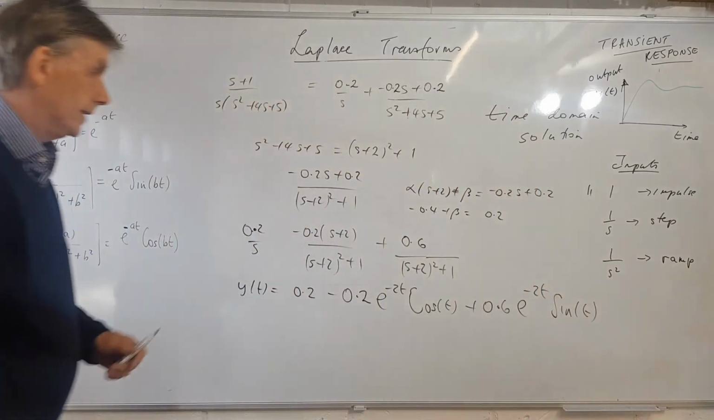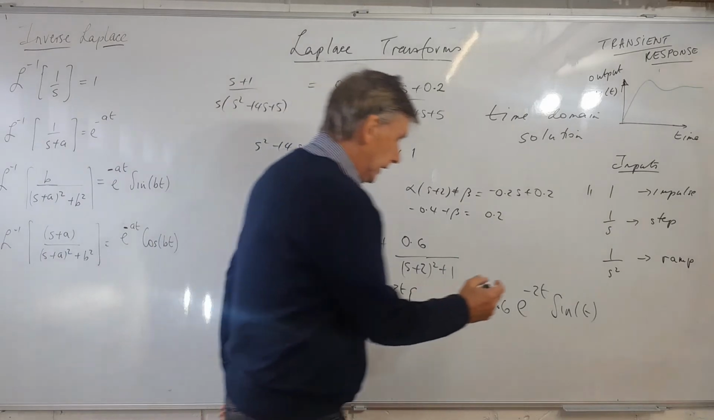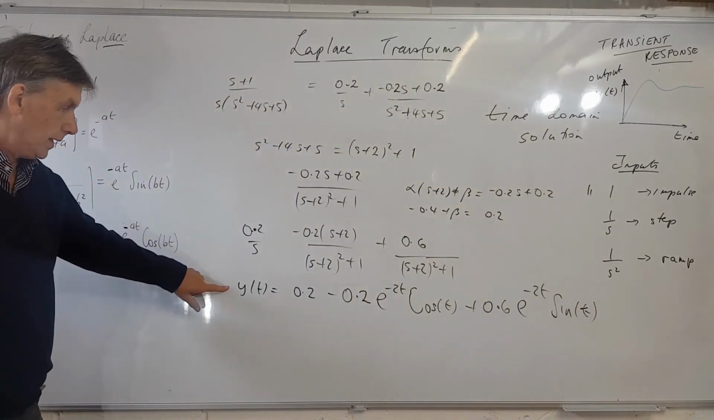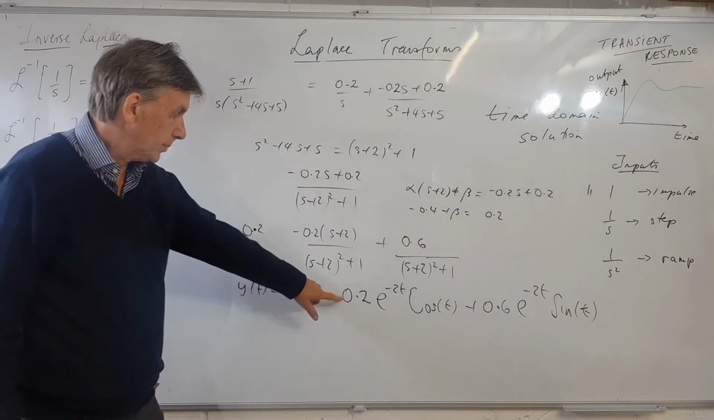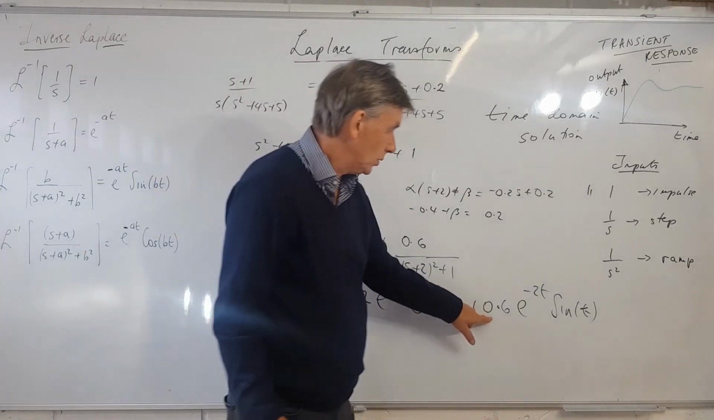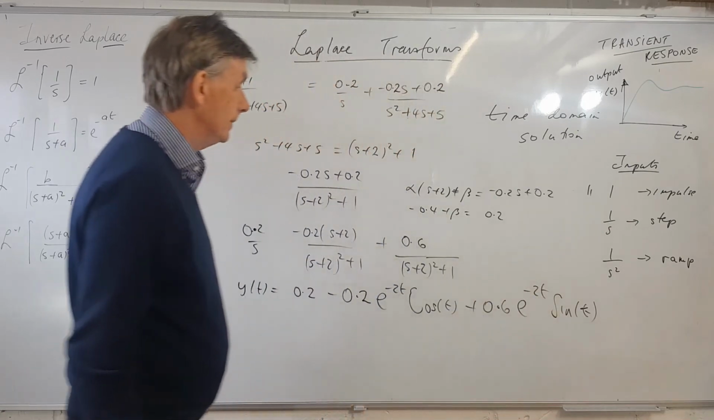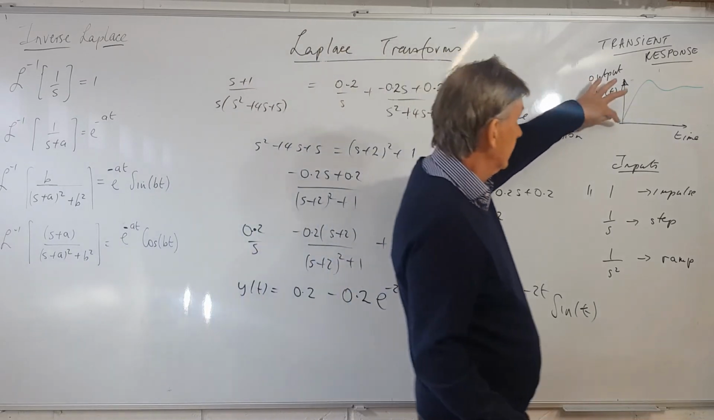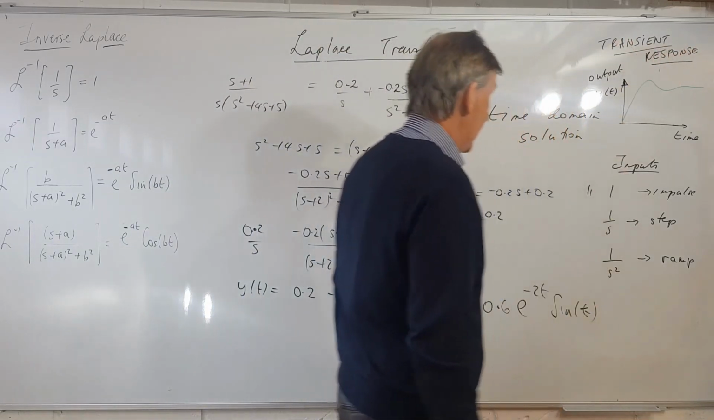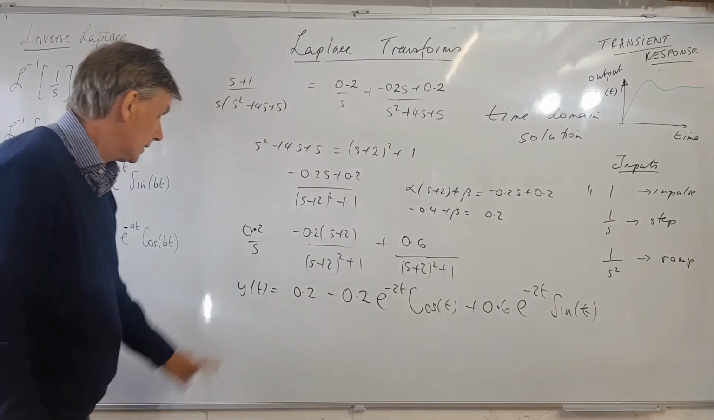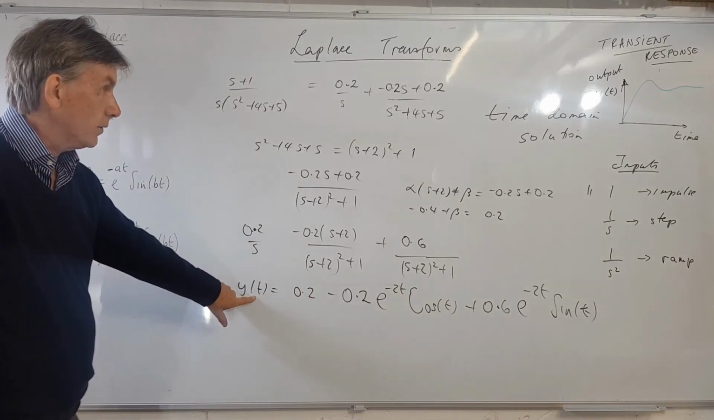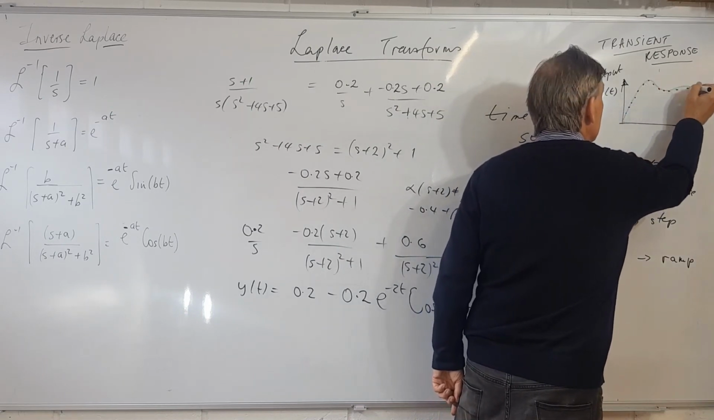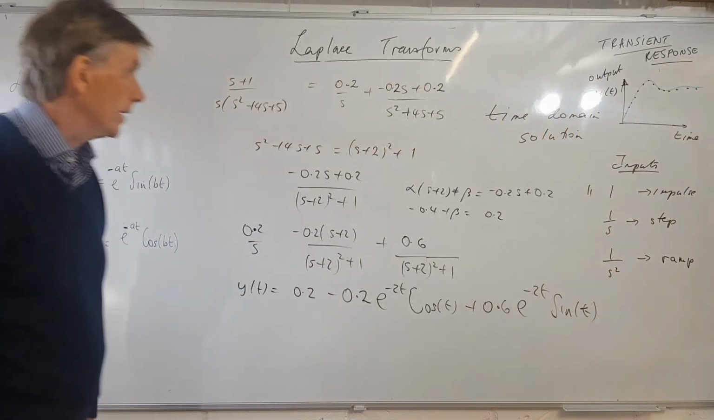And this gives us our final expression now for the time domain response of the system. This y of t is 0.2 minus 0.2 e to the minus 2t cos t plus 0.6 e to the minus 2t sine t. And because we've got the presence of sine and cos terms, we're likely to get an oscillatory response here. And so we could put different values of t into this, get some values of y of t, get some points on here, join them up, and we'd get the transient response.